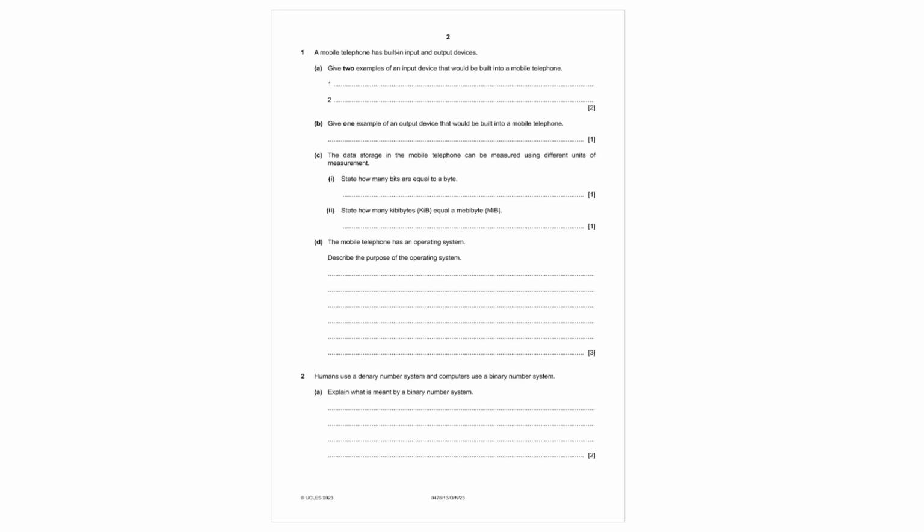A mobile telephone has built-in input and output devices. Give 2 examples of an input device that would be built into a mobile telephone. So let's say you're calling a friend here, okay? And when you call a friend, you have to input your number through the keyboard. So we have here a keyboard and we have a microphone to speak to a friend. So we can put here keyboard and we have microphone.